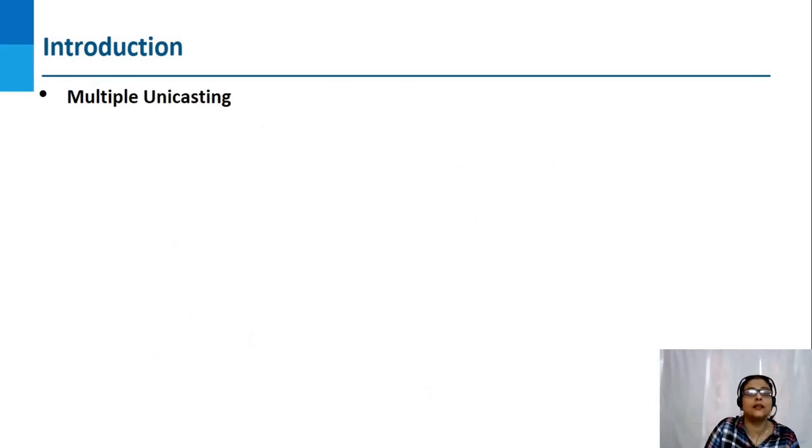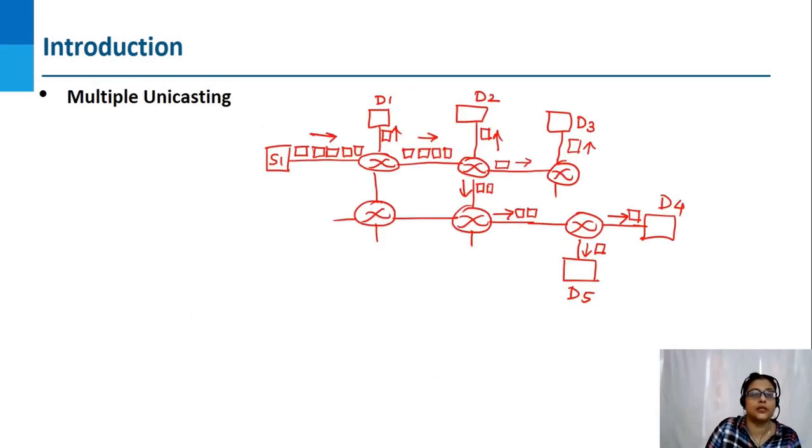Next, we understand the concept of multiple unicasting. This is an example of multiple unicasting. In multiple unicasting, there is a single source but several destinations D1, D2, D3, D4 and D5. Here the source starts with, let's say, it has to send packets to all the 5 destinations. So it starts with 5 packets. And when it comes to this router R1, it understands that this packet is destined to D1. It sends this packet to D1.